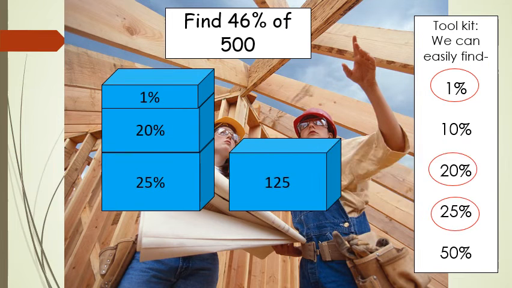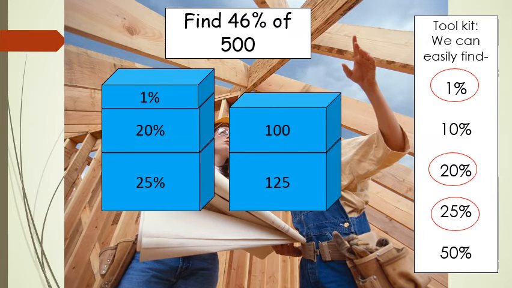So if you look at the building blocks, we know that 25% of 500 is 500 divided by 4, which is 125. And then we also know that 20% of 500, to get that, you need to divide 500 by 10 and then times it by 2, giving us 100. And to find 1% of 500, all we need to do is divide 500 by 100 to give us 5.